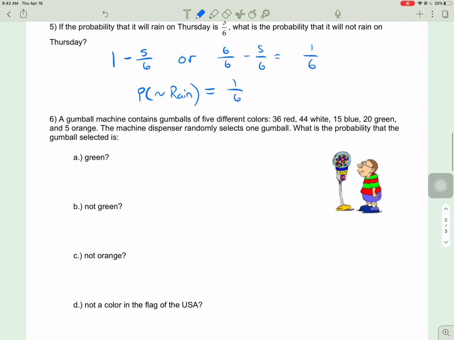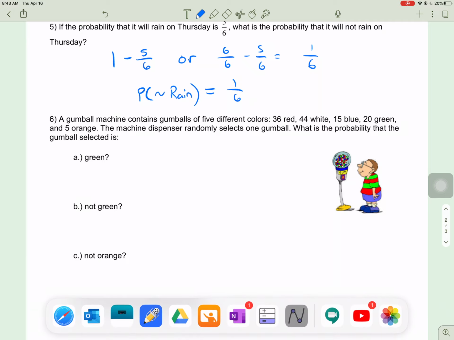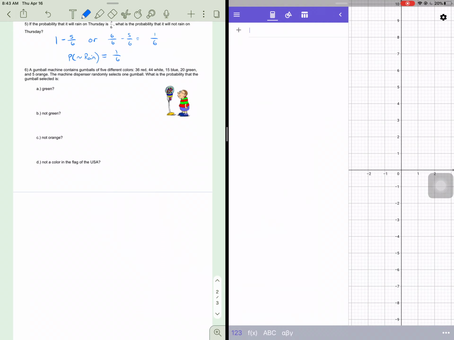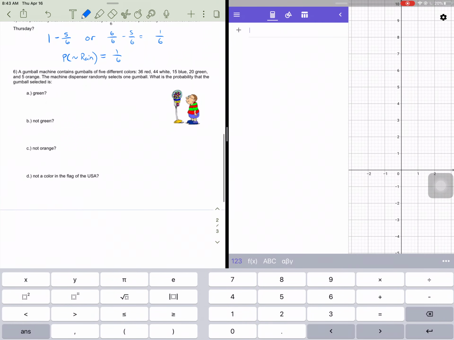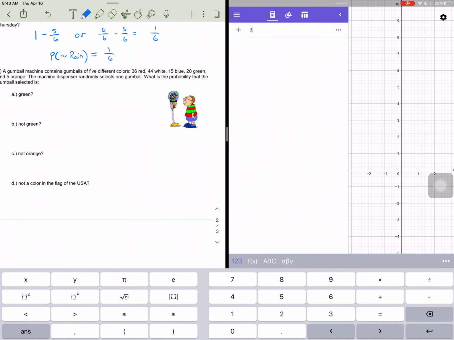A gumball machine contains gumballs that are 5 different colors: 36 red, 44 white, 15 blue, 20 green, and 5 orange. The machine dispenser randomly selects one gumball. What is the probability that the selected gumball is green? Well, first off, we have to find out how many total gumballs there are in this machine. They don't tell us, so they don't really save us time, but we can add these together. It's not hard. We get 36 plus the 44 white plus the 15 blue plus the 20 green and the 5 orange. There are 120 total gumballs.